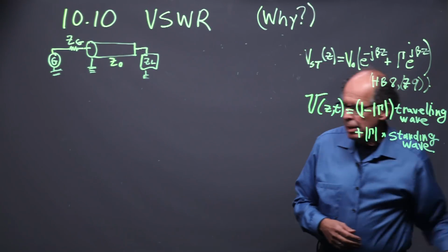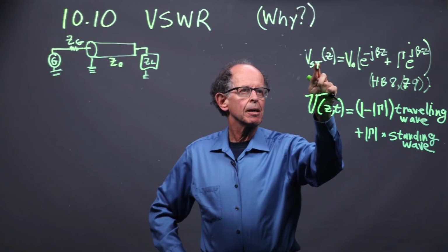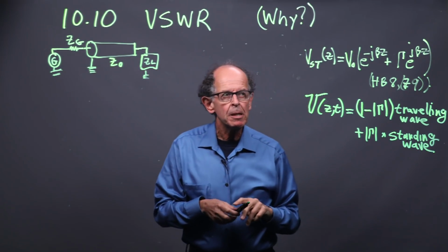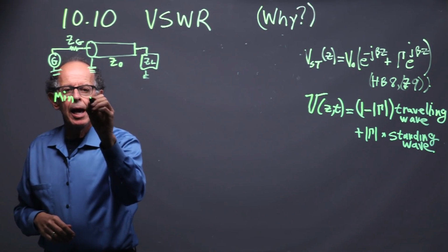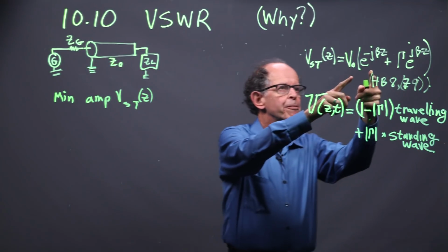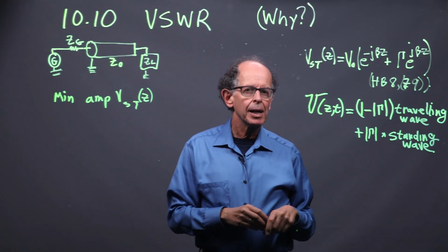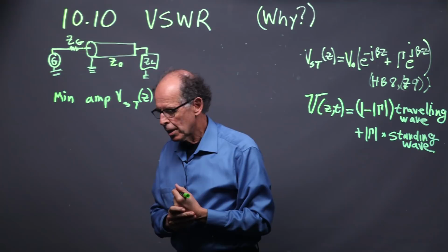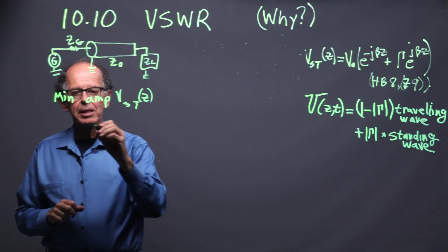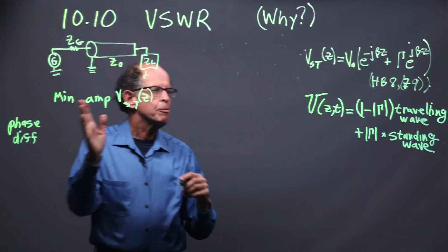Now, I want to know when the magnitude, the amplitude of V_T is minimum. All right, so the amplitude of V_T of z is minimum when the phase difference between the wave traveling to the right and the wave traveling to the left are out by 180 degrees, pi, and multiples of pi. So when that happens, let's see where that happens. So what we want to do is write the phase difference between forward and backward traveling waves.